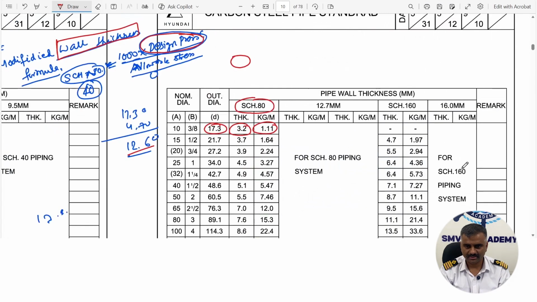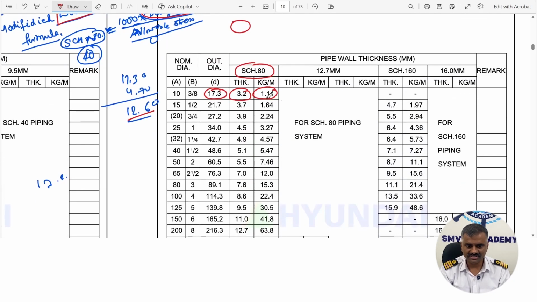Next one is schedule 160. You can see a schedule 160 pipe of 10 mm nominal diameter does not even exist, because the inner diameter would be so small that it cannot function well. So they don't give schedule 160 pipe for the 10 mm diameter. For 15 mm nominal dia you have a schedule 160 pipe, thickness is 4.7 and the weight is also increased to 1.97. The inner diameter reduces considerably in this case. Outer diameter is the same 21.7 and the nominal diameter is the same. Only the thickness and the weight are variable for schedule 160.